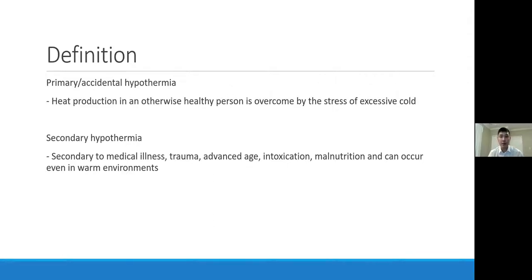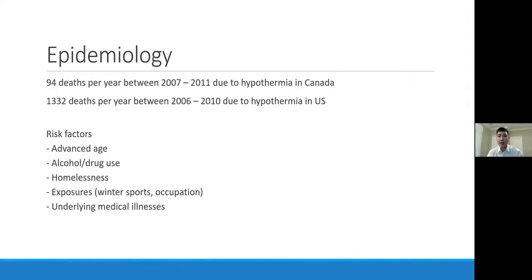The focus of today's talk will be on primary hypothermia, but of course, it's important to note that it's often complicated by secondary causes, because very rarely you have isolated primary hypothermia. It's not a very common presentation, especially in North America. Only about 100 deaths per year in Canada or 1,300 deaths per year in the US are attributed to hypothermia. Some risk factors that contribute include advanced age, alcohol or other recreational drug use, homelessness, exposures, and underlying medical illnesses.